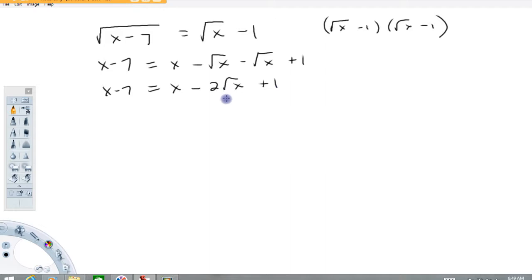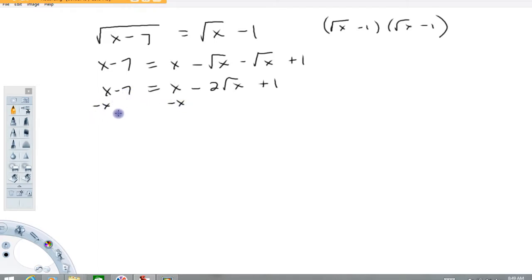Now you'll notice we still have a radical here, and that's fine. That's just how these things work. What we're going to want to do is square both sides, but you have to get this thing alone first. If we square it as it sits, we'd be multiplying a pair of trinomials here, and this thing won't go away. So let's subtract x from both sides.